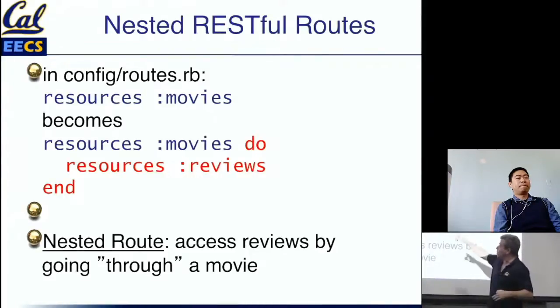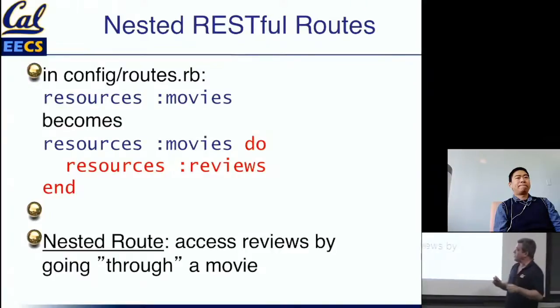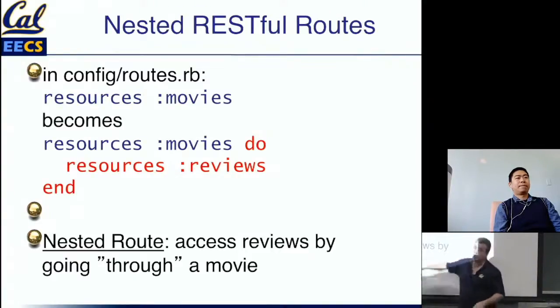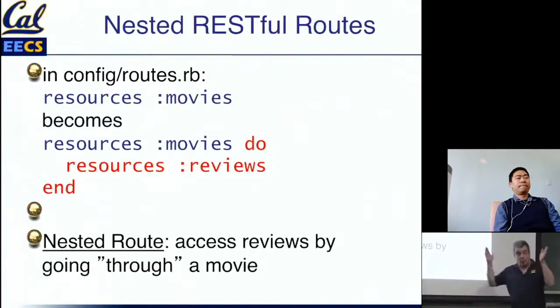And now Rails will build for us additional route helpers and all of the other RESTful stuff that reflects that relationship. Because now the routes will allow us to express right in the route itself that not only is this a review, but it's a review associated with a particular movie. Let's see how that works.